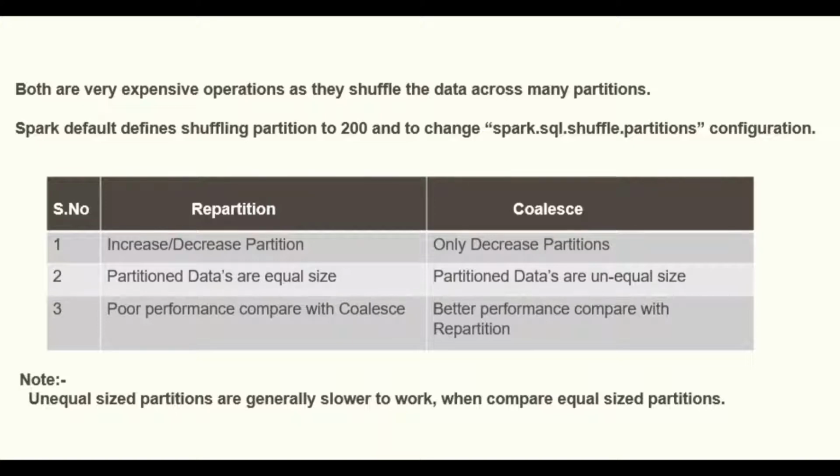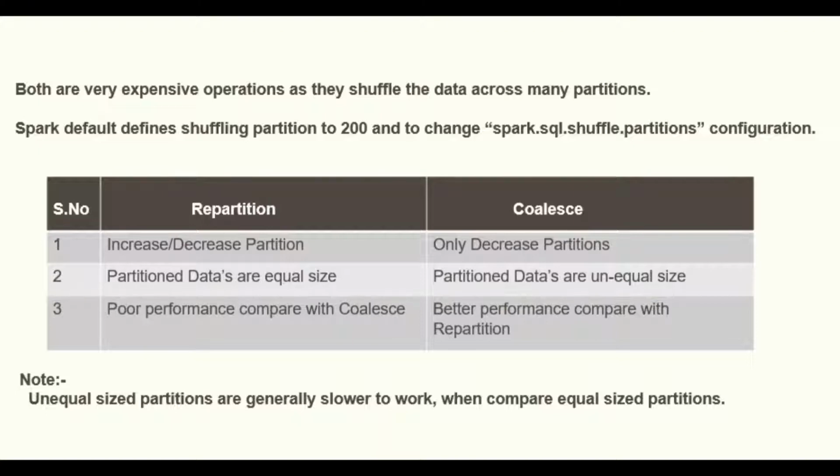Both are very expensive operations as they shuffle the data across many partitions, hence try to minimize their usage as much as possible. By default, the Spark shuffle partition size is 200, and if you want to change it, we can change it in the configuration with the key called spark.sql.shuffle.partitions.